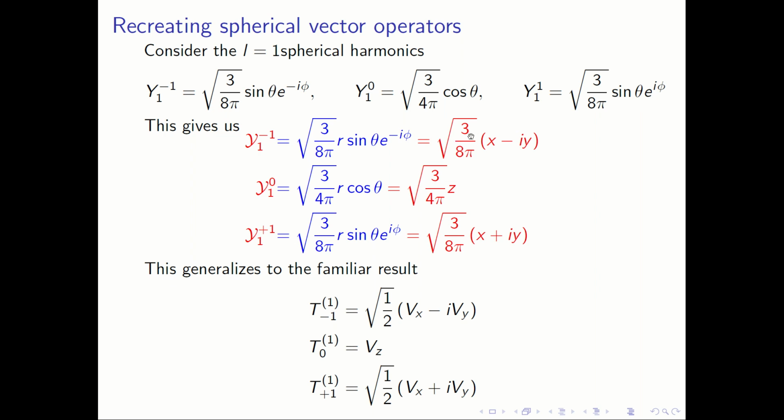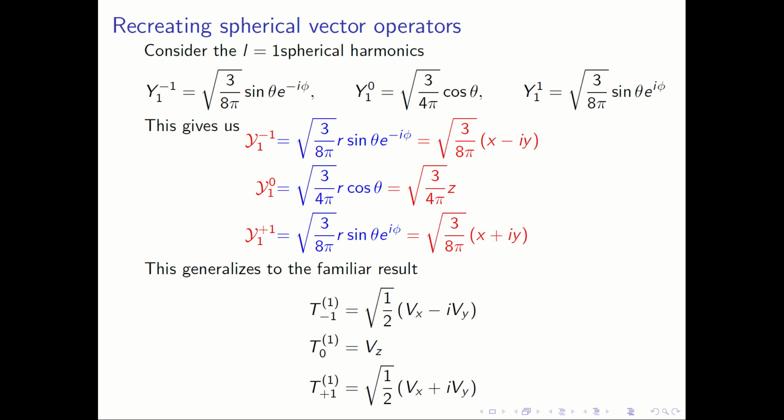Just to remind you once again, the difference between these expressions and these ones is that this is more general. After all, the way in which these Y1 minus 1, Y1 0 and Y1 plus 1 will behave under rotations depends on how x, y and z behave under rotations. And just the same way as x, y and z behave under rotations, Vx, Vy and Vz behave exactly the same way. That's why they are vector operators, or components of a vector operator, which is why if you make the same combinations, the combinations will work exactly the same way. So that is the reason why these are spherical vector operators, which of course we knew already.